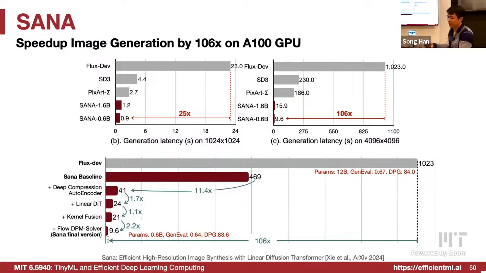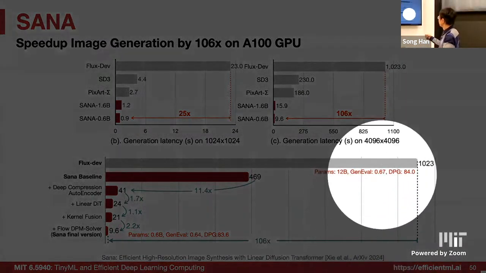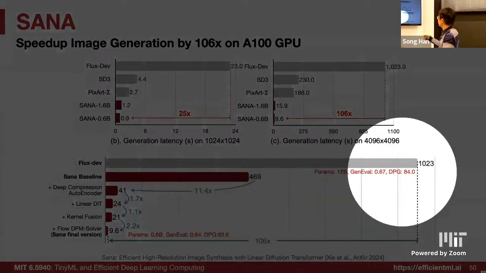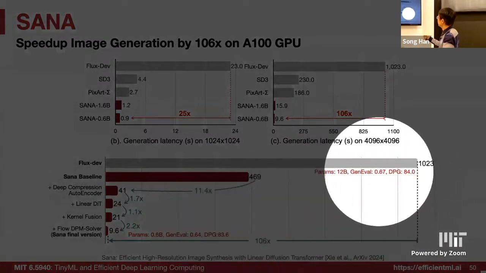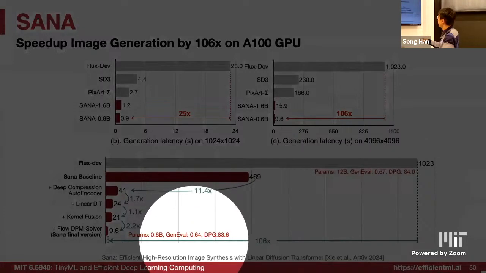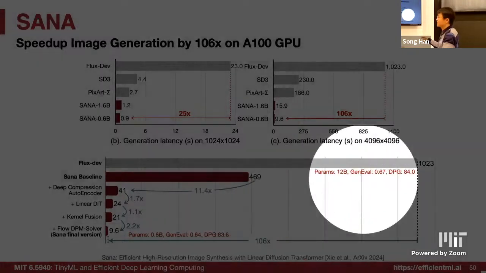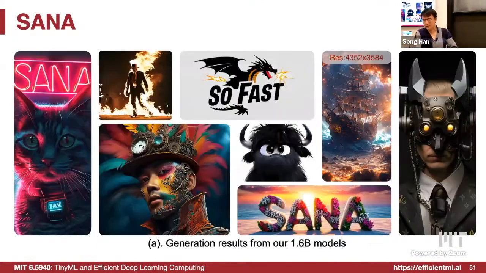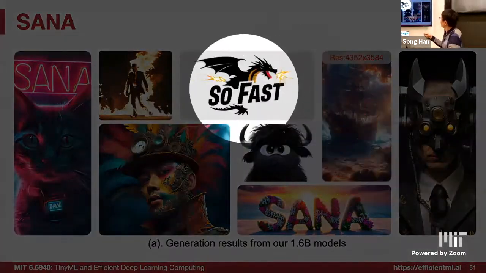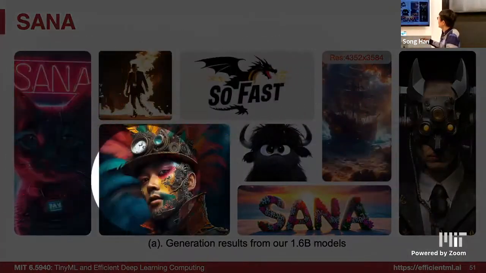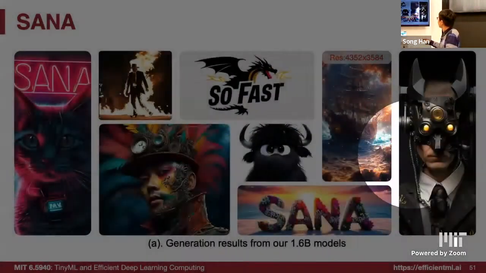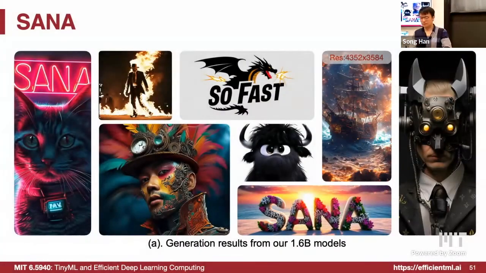And quality-wise, Zhang evaluated previously, and this is for the Flux model. This is for the SANA model. They are almost neck and neck. Let's see some generated results from SANA 1.6b. The text, the logos, and the human face, actually a lot of details.